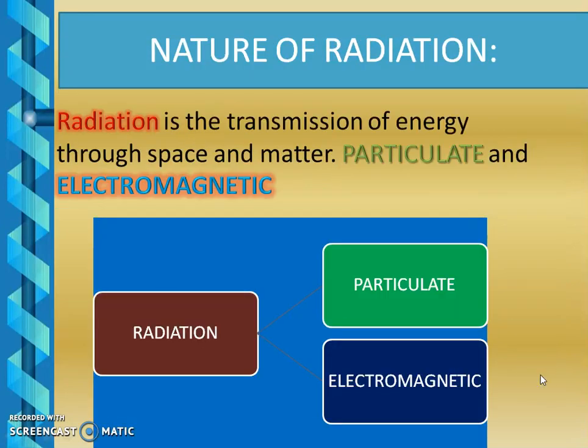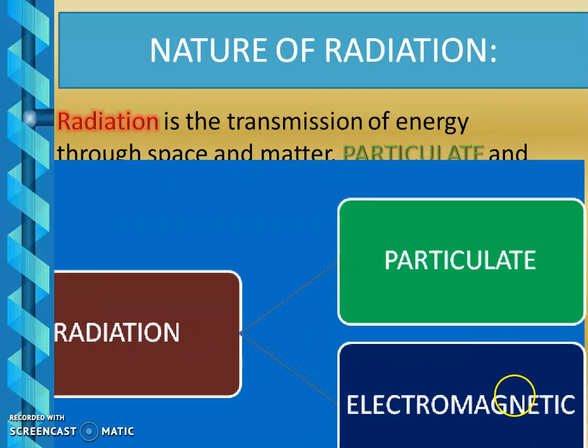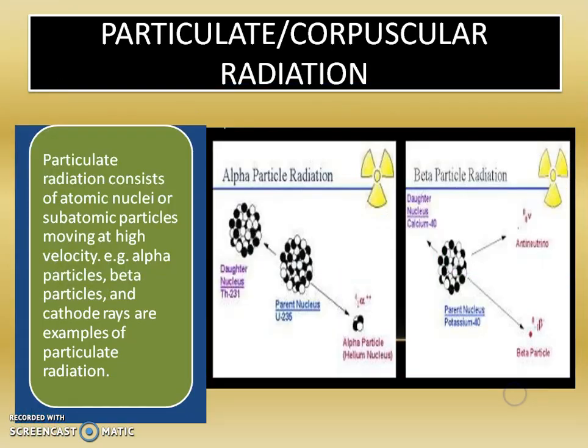Now, as we have seen, when an electron jumps from a higher energy orbit to a lower energy orbit, it will give off energy in the form of radiation. So radiation is nothing but the transmission of energy through space and matter. Now these radiations are of two types: the particulate and the electromagnetic radiation.